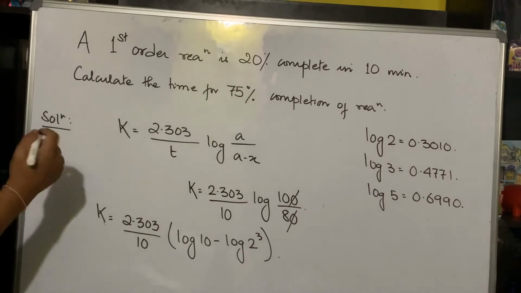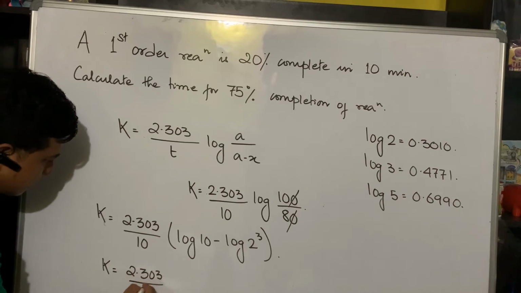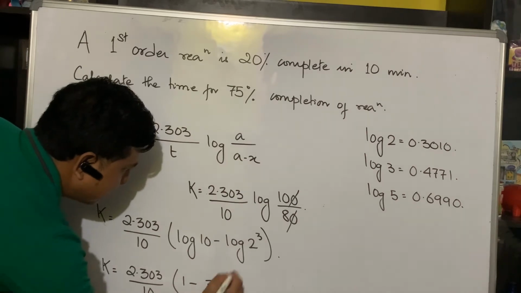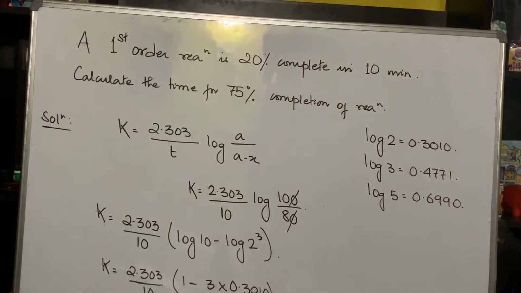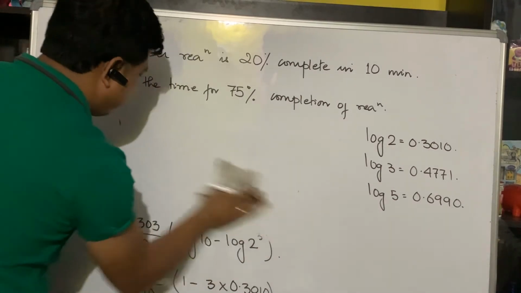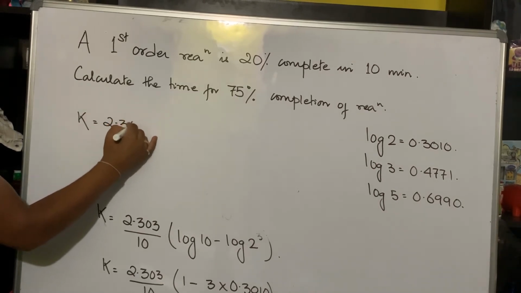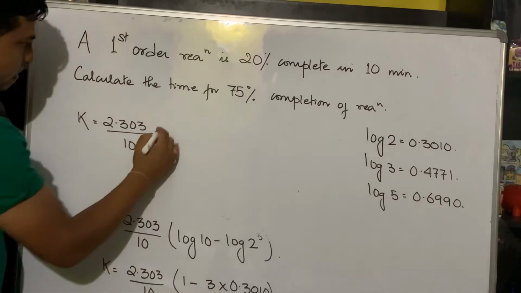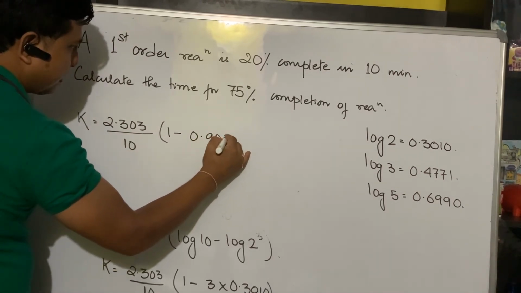Fine. So k equals 2.303 by 10. So what is the value of log 10? 1 minus 3 into the value of log 2, 0.3010. Okay, the value of log 2 is 0.3010. So now let me again solve this. k is equal to 2.303 by t, 10. So this will be 1 minus 0.9030.